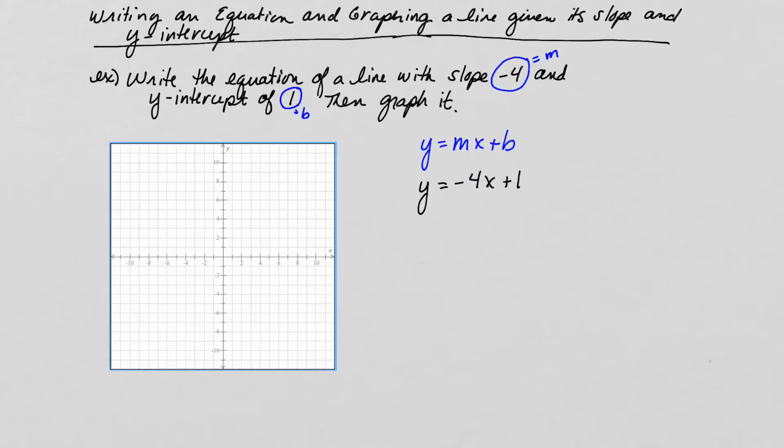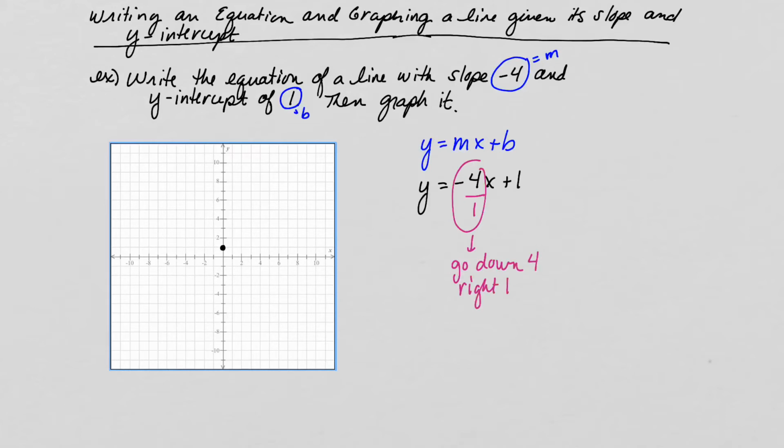And then what I want to do is I want to actually graph this. So remember, we can start with the y-intercept and plot a point for the y-intercept. So I'm going to put a point here at 1. And then from the point, I'm going to count off the slope. Now the thing to remember is that the slope here is -4 over 1. Even though it wasn't written as a fraction to begin with, I can always turn it into a fraction by putting it over 1. So this -4 over 1 is saying go down 4 and then go right 1.